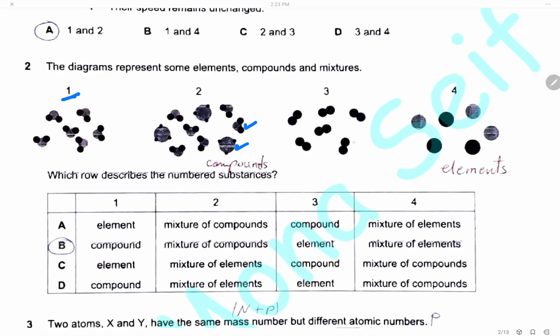Number 3, the 2 atoms are the same, so it's an element. 3 is an element. Here in 4 we have 2 different atoms. This one is different from the black one, so it's a mixture of elements. So the correct answer will be B. Number 1 is a compound, 2 is a mixture of compounds, 3 is an element, and 4 is a mixture of elements.